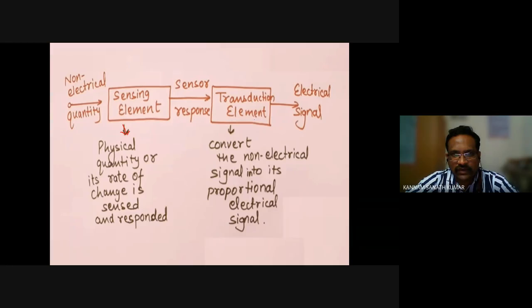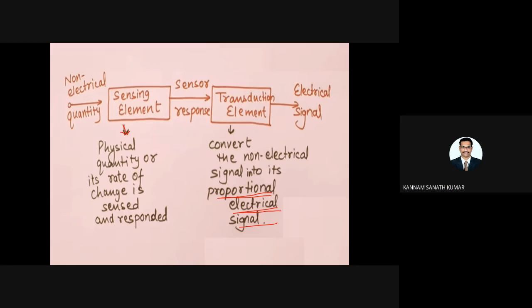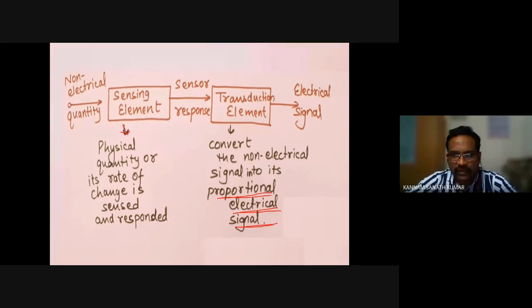Basically, the transduction element is a transducer. It will convert a non-electrical quantity into a proportional electrical quantity, so you get an electrical signal. We can measure that electrical signal using any measurable meter like a voltmeter or ammeter. These are the two basic components present in the transducer.